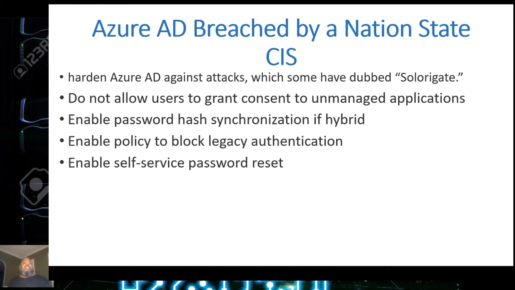So these are some things from the CIS checks you want to make sure you're doing. Harden Azure AD against attacks, which some have dubbed SolarGate. Do not allow users to grant consent to unmanaged applications. Enable password hash sync if your synchronization is hybrid. Enable policies to block legacy authentication. Also enable the self-service password reset.